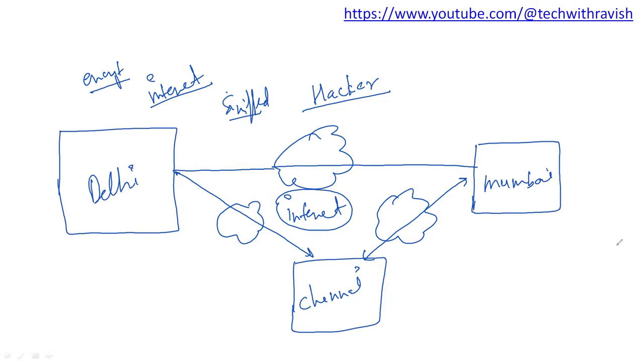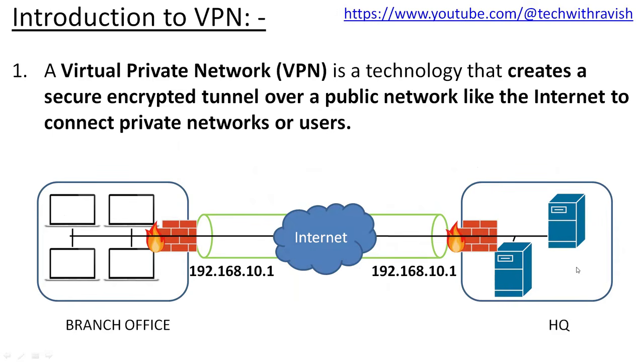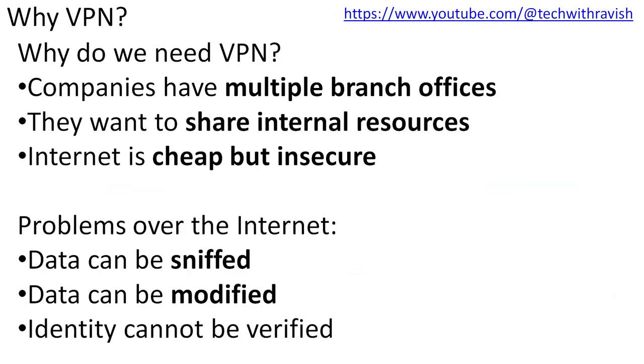So what we basically do is we use VPN to forward the data. A VPN creates a secure encrypted tunnel over the internet, and the data cannot be captured by anyone between the source and destination. Okay.